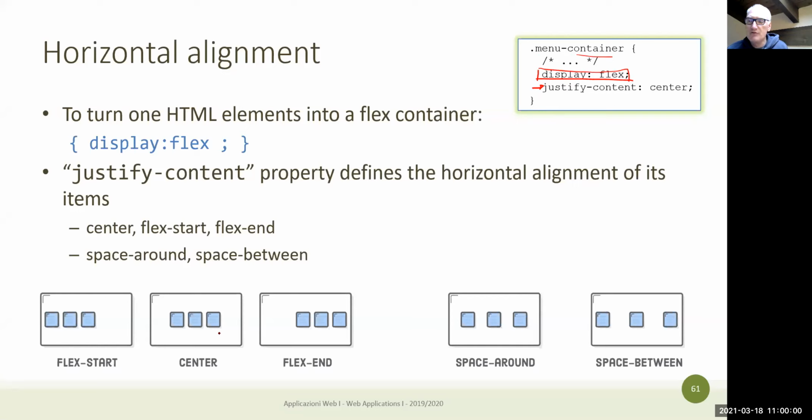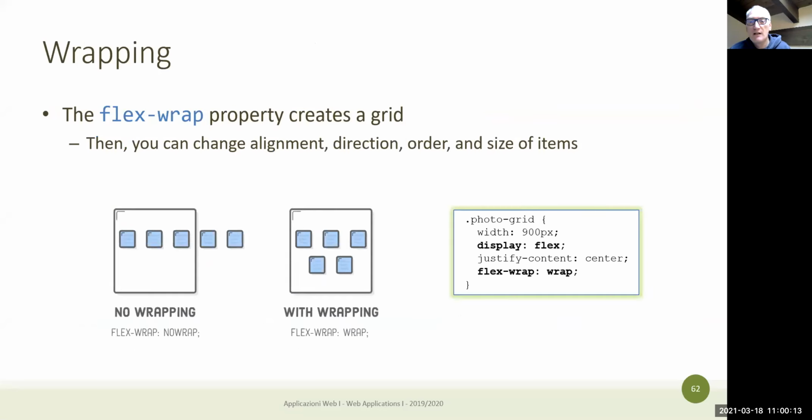So okay, all the elements should be centered. I want the spacing to be equal on all the sides, or I want the spacing to be only between the elements with no spaces on the side. Many details. I want to wrap the text when I get to the border, or I will let the text overflow. Yes or no? So this is another property. So all these properties are set on the container, and always they start with display flex.